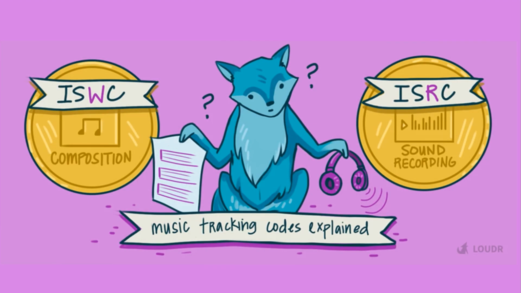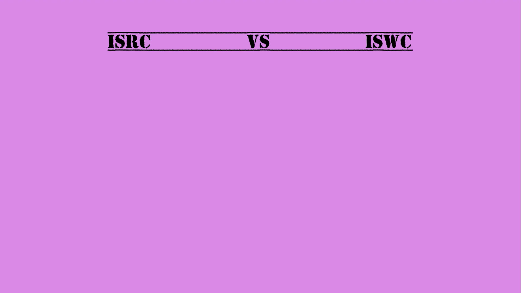What's the difference between ISRC and ISWC codes? ISRC, International Standard Recording Code, and ISWC, International Standard Musical Work Code, are the two codes responsible for cataloging business transactions associated with both composition and sound recording copyrights. Here's a breakdown of how they work and how they earn artists' payments.